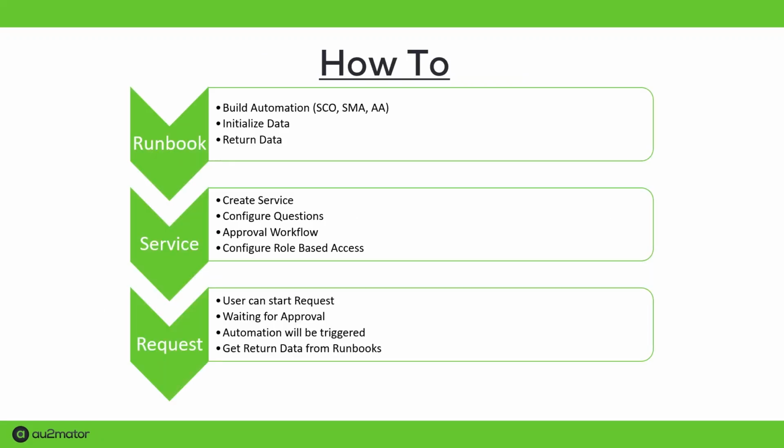So how does it all work together? First of all, you need to build your automation. Use Orchestrator, SMA, or Azure Automation to build your runbook, your automation task. We need initialized data to put the values from the portal into the runbook. And of course, you can return some data from the runbook to our portal.